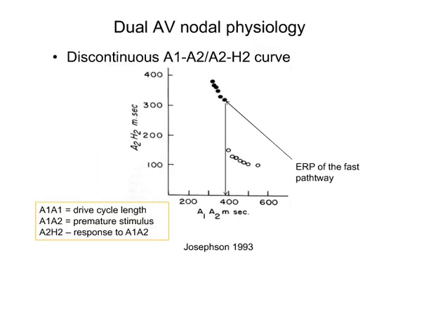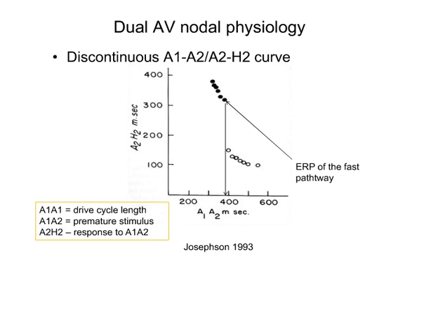So here, we're going to move on to one of the clues: dual AV nodal physiology. We used to have to plot these curves in the EP lab. We don't do this anymore, really. We just look for the jump. But if you were to plot a curve of A1-A2, where A1 is the drive cycle, so you're pacing in the atrium, and A2 is the premature, and then you plot that against what occurs downstream, A2-H2, which is the output on the other end of the AV node.